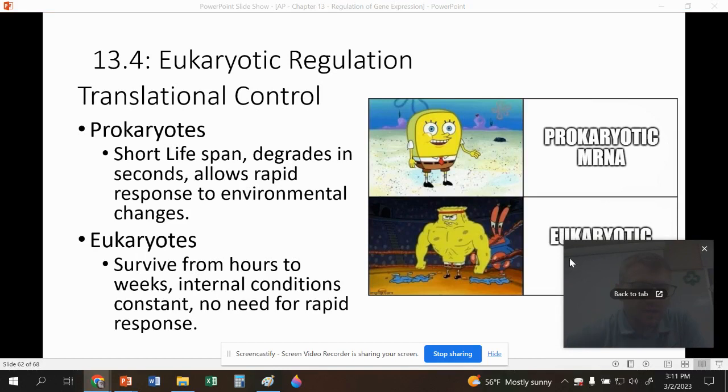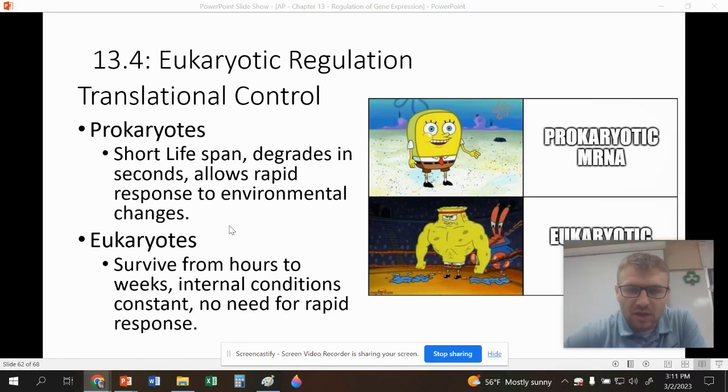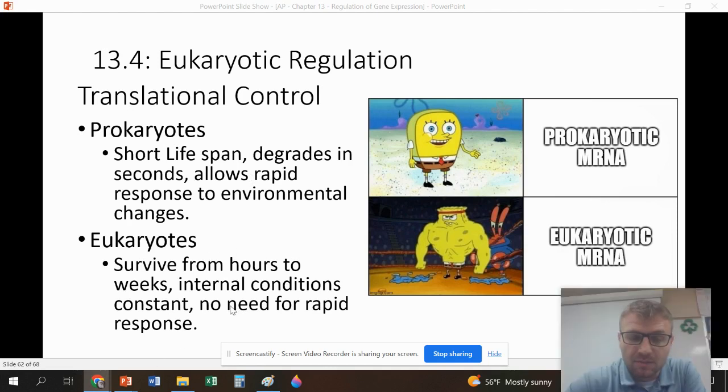All right. So with that translational control, one thing we have to understand is that mRNA is going to have different lifespans. For prokaryotes, it is very short, because the environments of prokaryotes can change very drastically, and they need to be able to change with that drastic change in the environment. So the lifespans of these mRNA strands are a lot shorter for prokaryotes. For eukaryotes, it's a little bit longer because they can survive those internal conditions. They can survive longer. Sometimes these mRNA strands can survive for weeks on end without being degraded because we use so much of it.